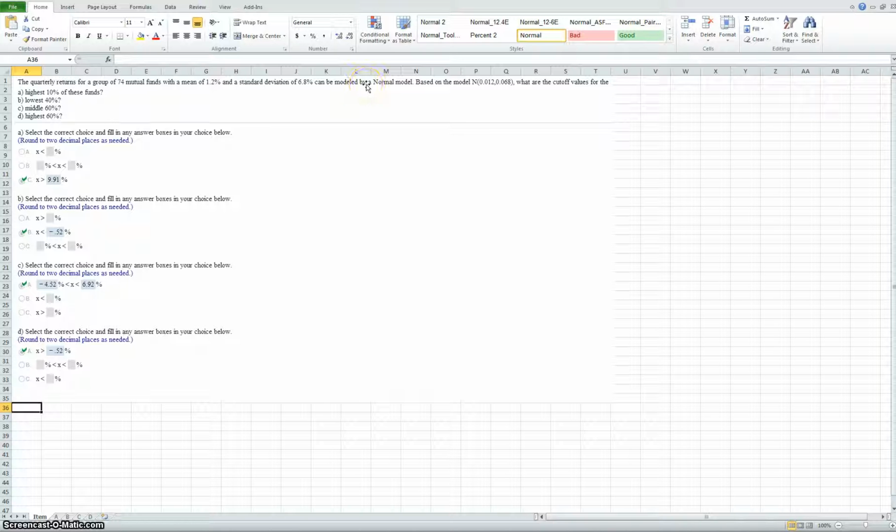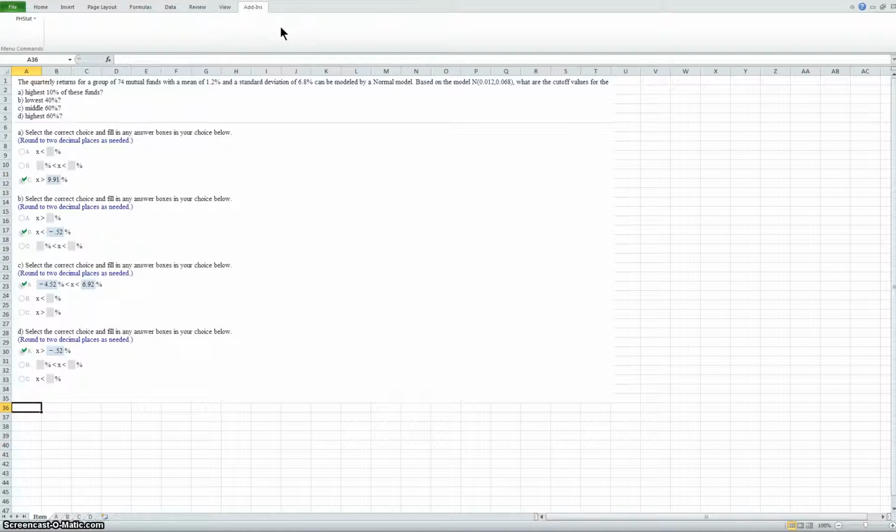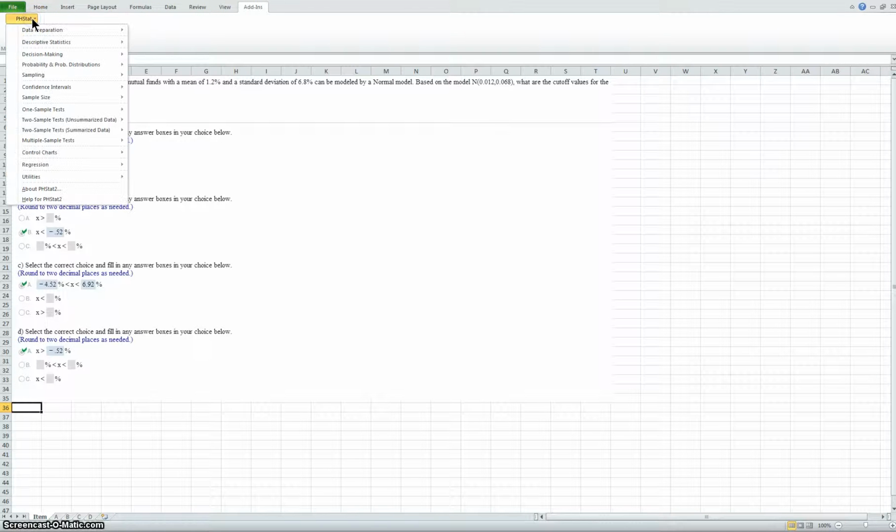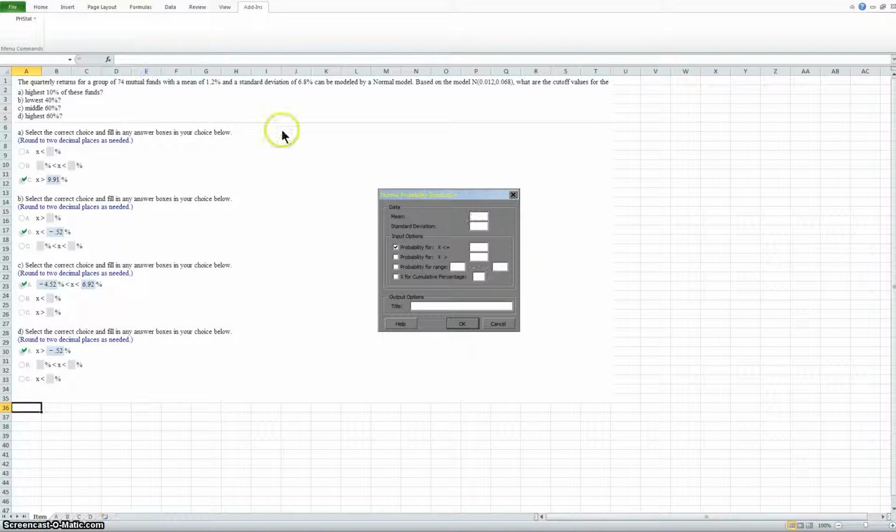So make sure you have PH-Stat2 installed. It's going to be under your add-ins menu here, and you just go to PH-Stat. We go to probability and probability distributions, and then to normal. Okay, so PH-Stat, probability distributions, normal. And then we're going to get this nice little menu here.